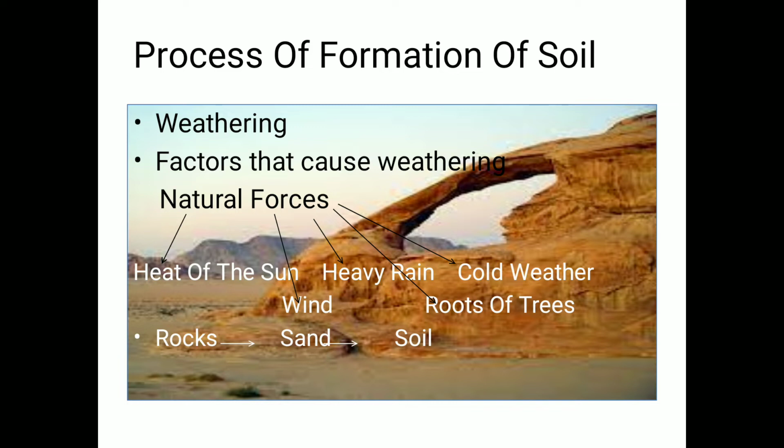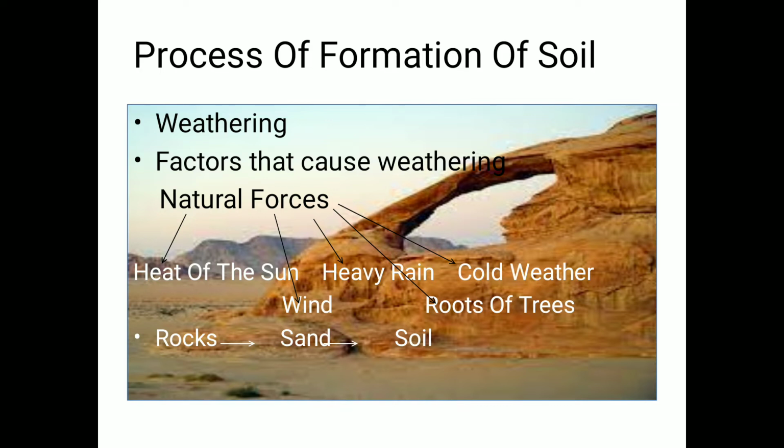First, it is due to the heat of the sun, and second, it is due to the wind. Third, it is due to heavy rain. Then roots of trees, cold weather. And the big rocks take the shape of sand when they break down, and then this sand is called the soil.